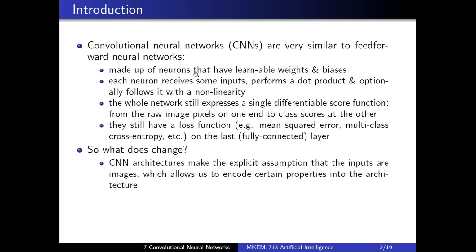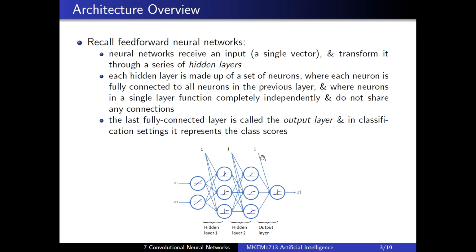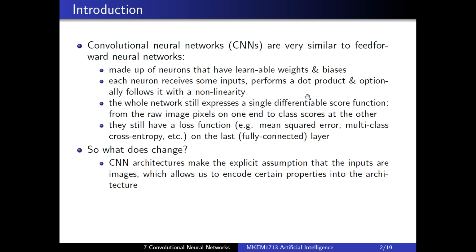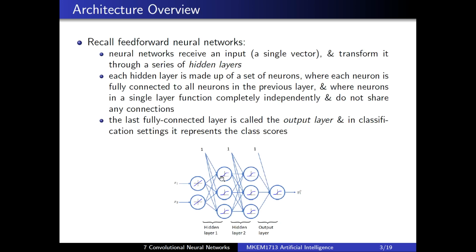They are made up of neurons that have learnable weights and biases. Each neuron receives some inputs, performs a dot product, and optionally follows it with a nonlinearity. Why dot product? If you remember, the input to this neuron, for example, is the output of this neuron multiplied by the weight plus the output of this neuron multiplied by this weight plus the bias. So that is actually a dot product between the outputs of this neuron and the weights plus the bias. And nonlinearity refers to the activation function that we have in each neuron.